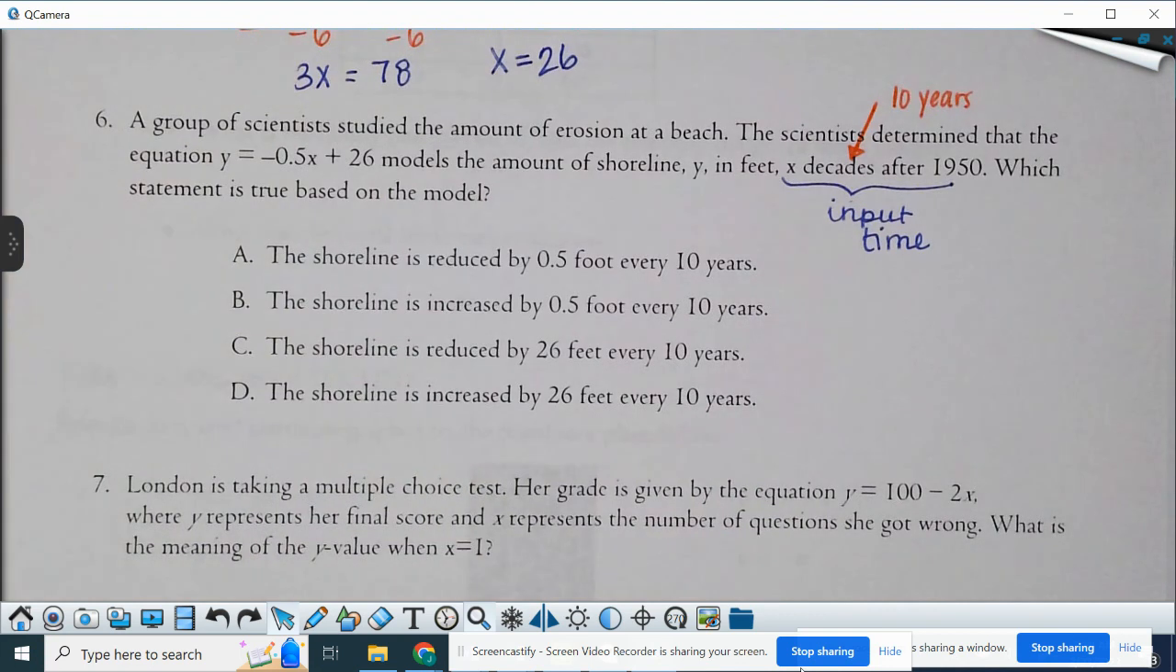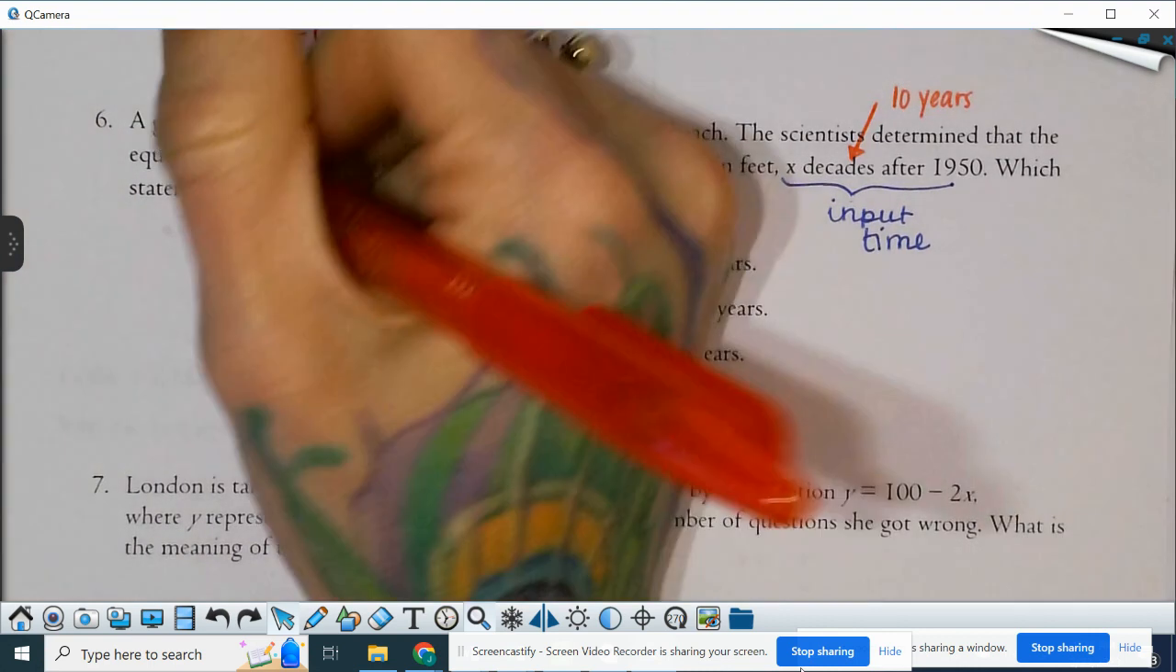Okay, so the second one, B choice, says the shoreline is increased by 0.5 feet every 10 years. The shoreline is reduced by 26 feet every 10 years, or the shoreline is increased 26 feet every 10 years. What do you think the answer is? A, B, C, or D? Looking at your equation. Okay, so let's look at this equation and discuss it for a second.